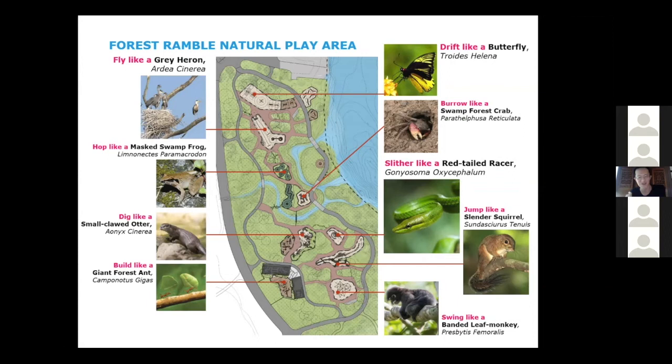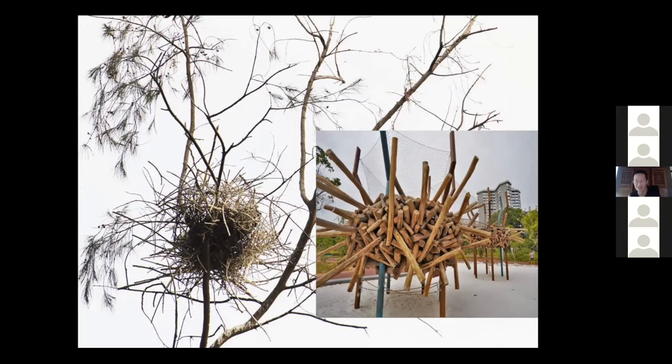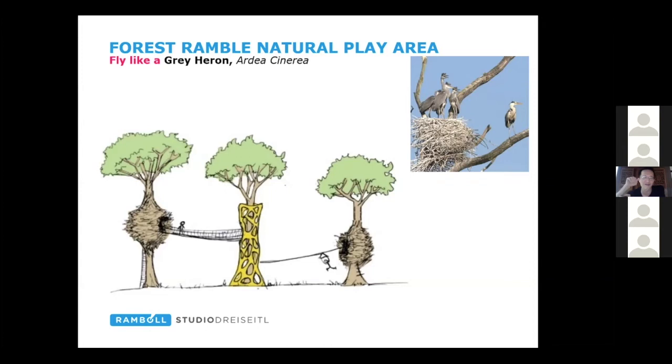So the gray heron, which is actually one of the key species on site, is found on one of the islands, and you see that this is one of the photos taken on site of the nest. And when we created the nest-like design, we were inspired by the shape of the heron nest. The aerial nature, the heron in flight, flying from tree to tree, perching on trees, was something we wanted to reflect in our play elements, and it's shown in these few conceptual sketches.